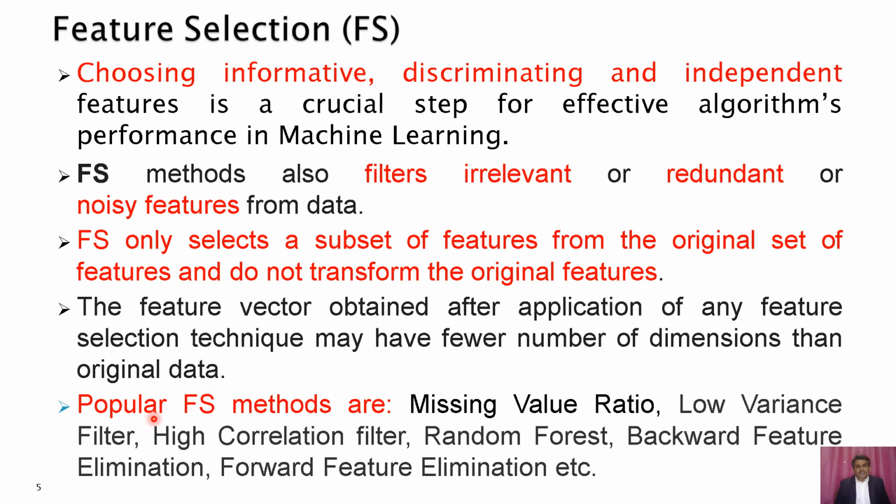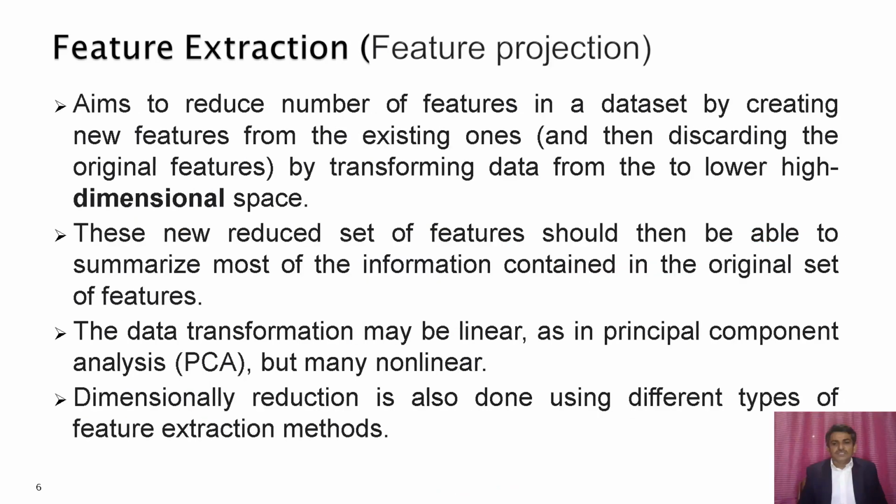In my earlier video, I also discussed popular feature selection methods. The names of those methods are missing value ratio, low variance filter, high correlation filter, random forest, backward feature elimination, and forward feature elimination, etc.